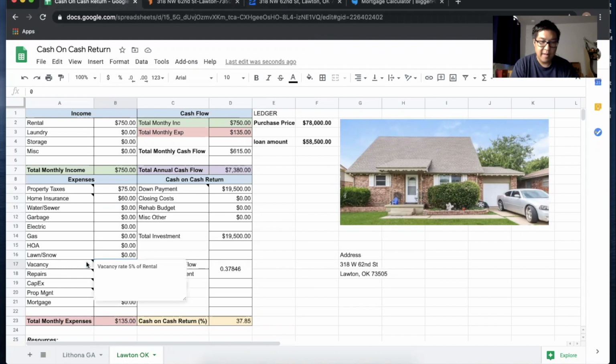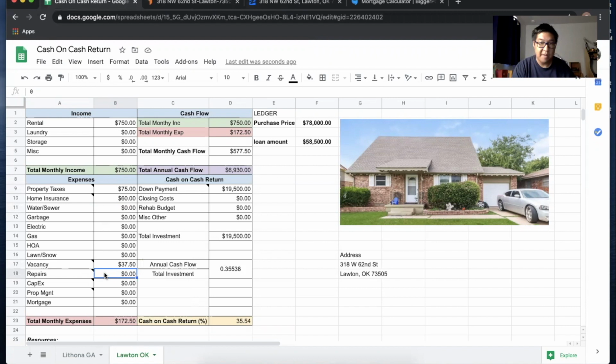There are many places that you can do this, but on average, 5% is a vacancy rate that I feel comfortable using. So 5% of 750. So I'm going to do that quick calculation. 5% of 750. So 750 times 0.05. Okay, it gives me $37.50.